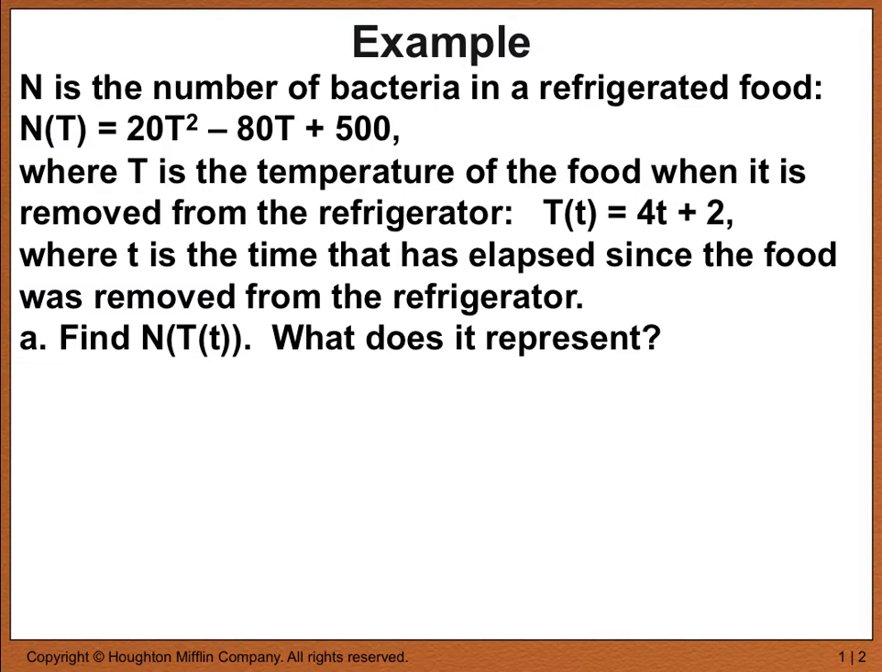So N of T of t is obviously a composite function. And what I'd like you to do is pause the video, write out what N of T of t would be, and then use your common sense and your logic and put in words what it represents, and see what you come up with. So pause the video, do that, and then resume.